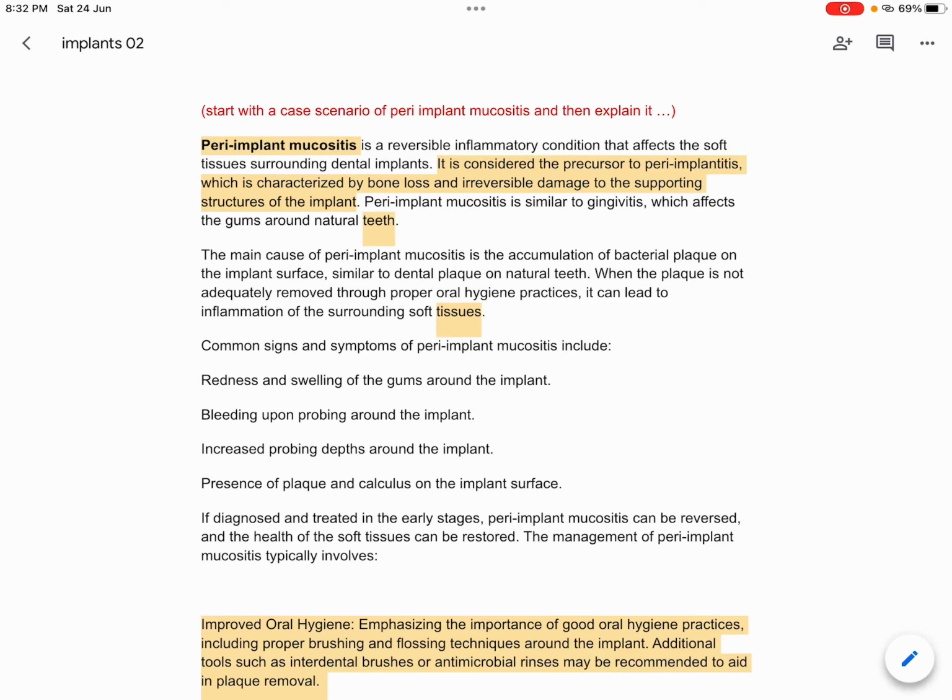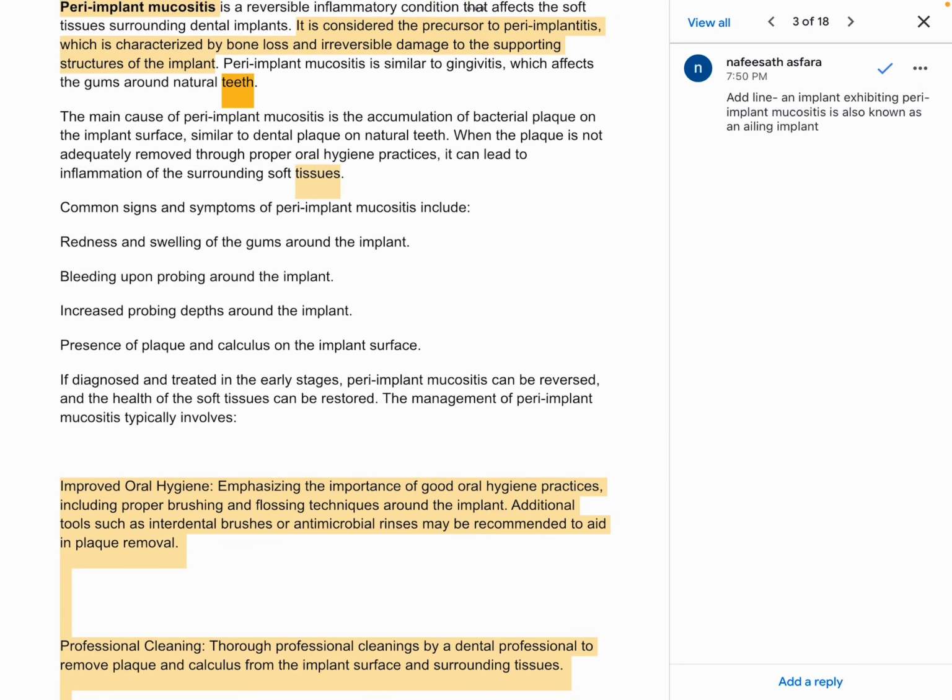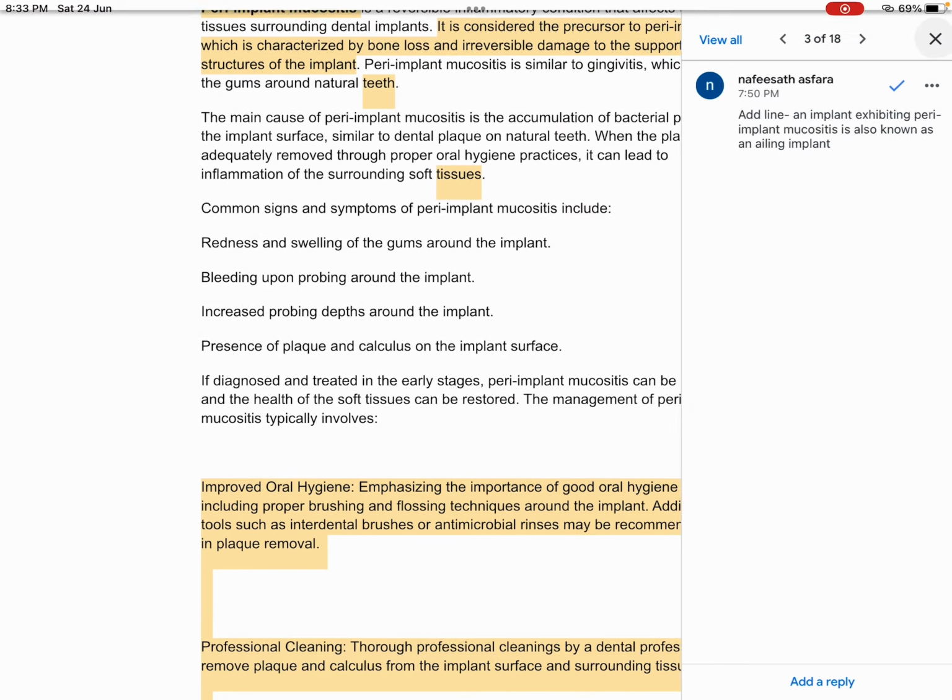Moving on to the next script, that is implant 2. Here you could have started with a case scenario of peri-implant mucositis, and then explained peri-implant mucositis like that. And then here you could have also mentioned that peri-implant mucositis is also known as an ailing implant.